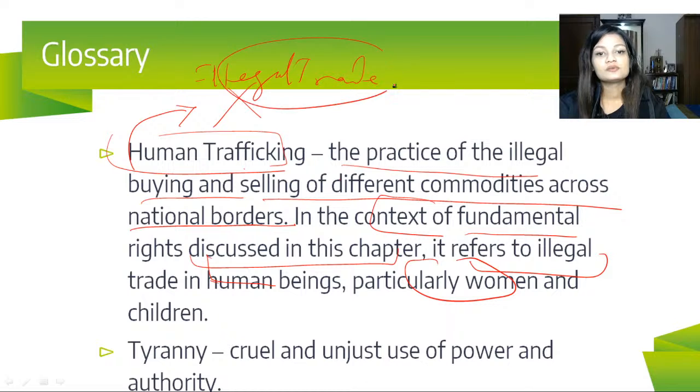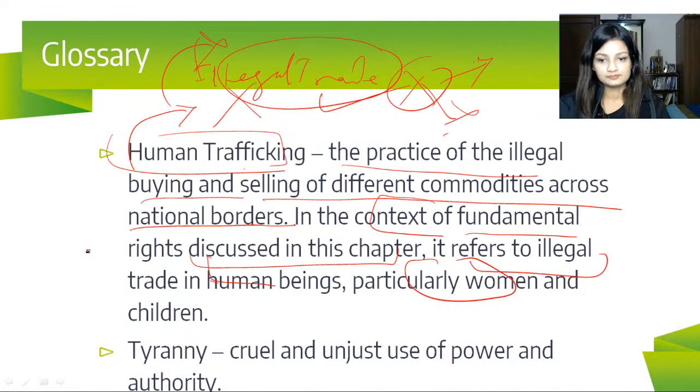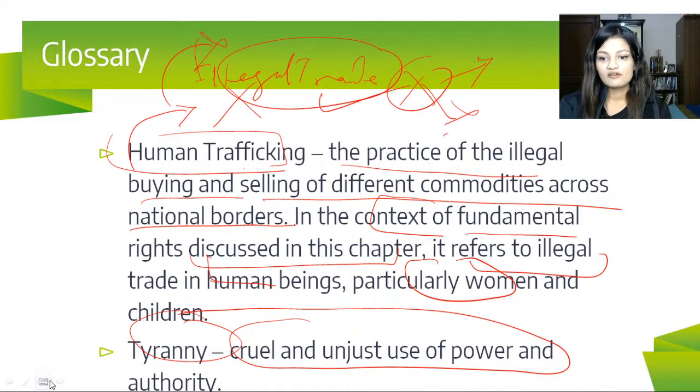इलीगल ट्रेड ऑफ ह्यूमन बींग्स, तो ह्यूमन बींग्स को गलत तरीके से ट्रेड करा जा रहा है, स्पेशली वुमेन एंड चिल्ड्रन, बिकॉज दे आर कंसिडर्ड द वीकर सेक्शन. Tyranny basically means cruel and unjust use of power and authority.